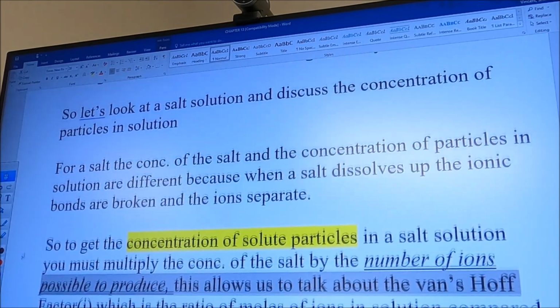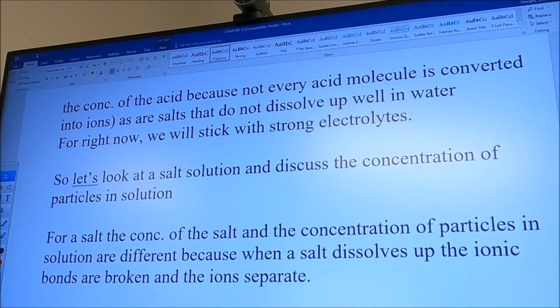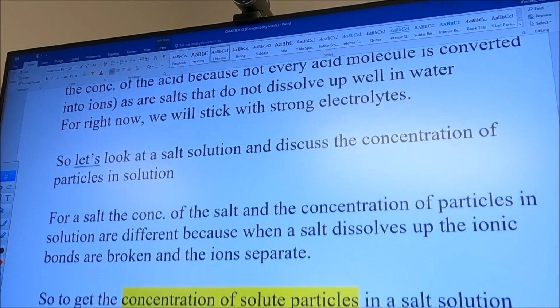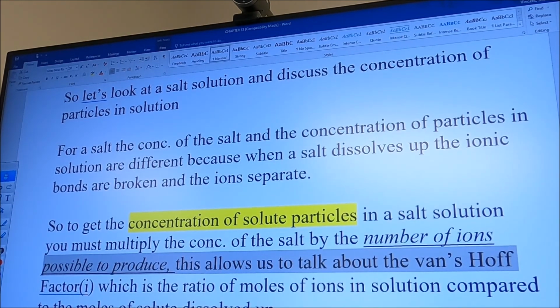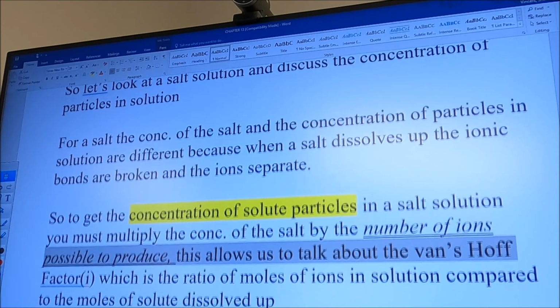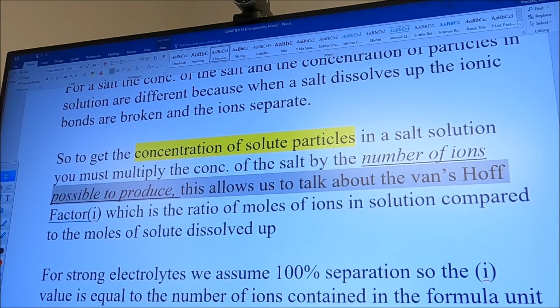Now, in a perfect world, when a salt dissolves in water, all of the ions should separate from each other. Do we live in a perfect world? No. We don't live in an ideal world. In the real world, sometimes some of the ions stick together and form clumps. We don't get 100% separation. Because of that, what we're going to be doing is trying to determine the Van't Hoff factor for a salt.